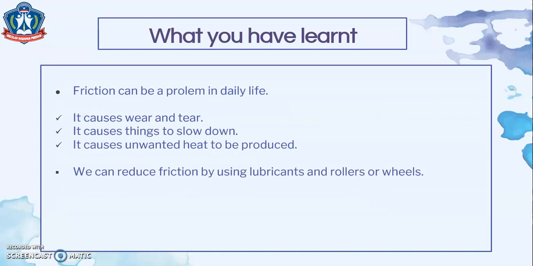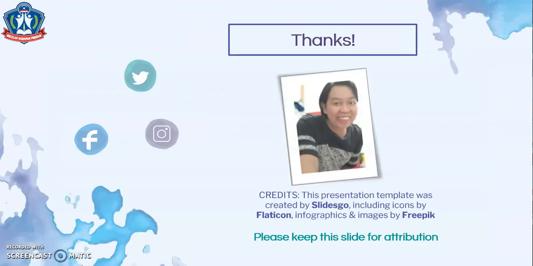Friction can be a problem in daily life. It causes wear and tear. It causes things to slow down. It causes unwanted heat to be produced. We can reduce friction by using lubricants and rollers or wheels. And that ends lesson C, children.